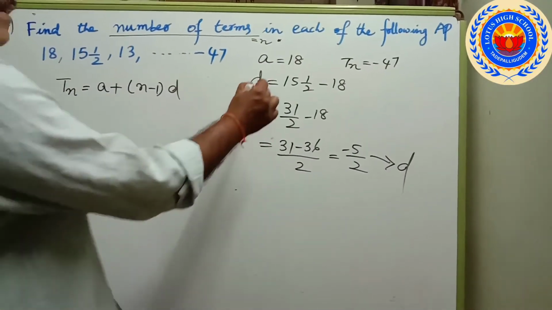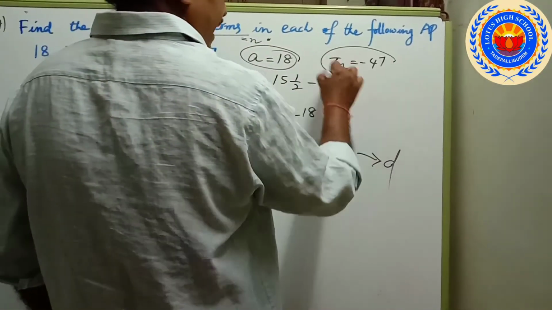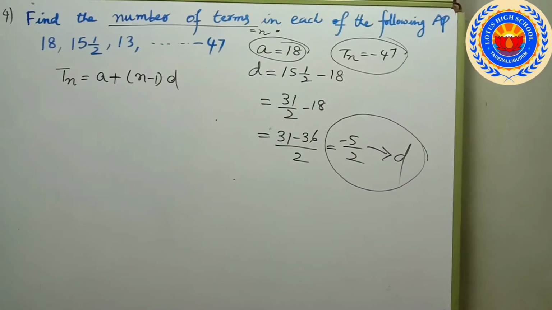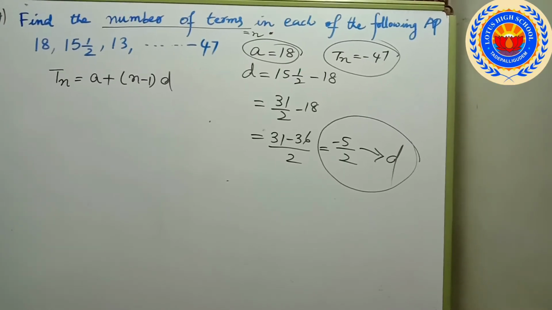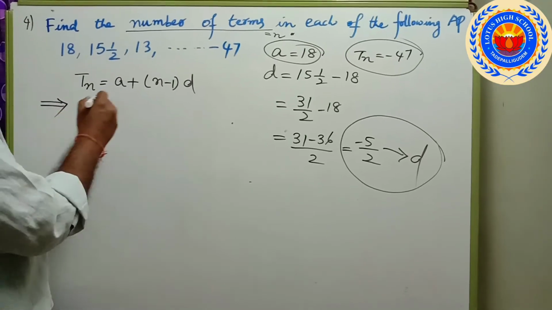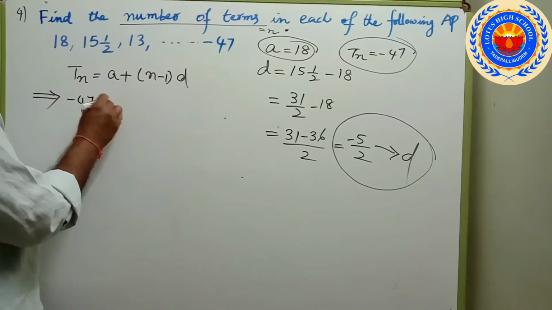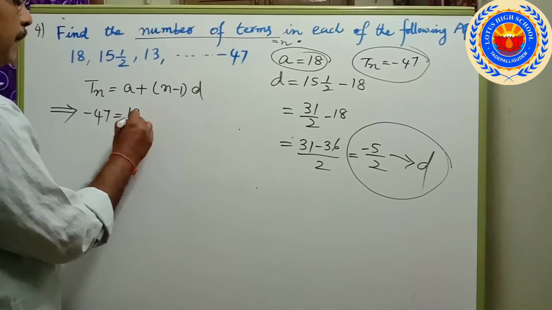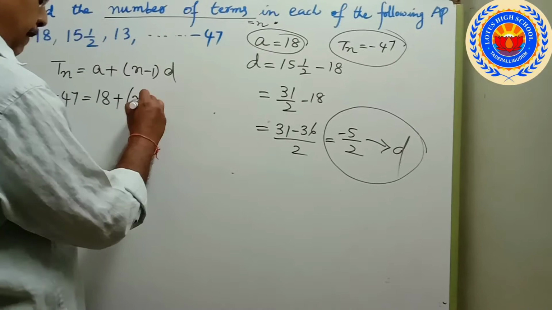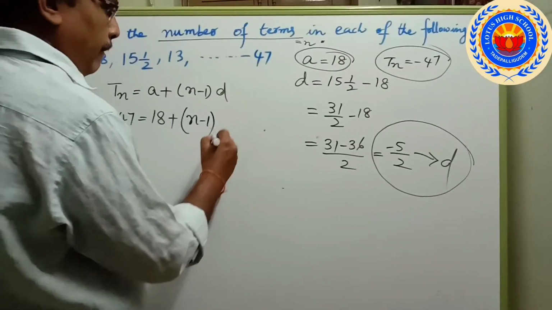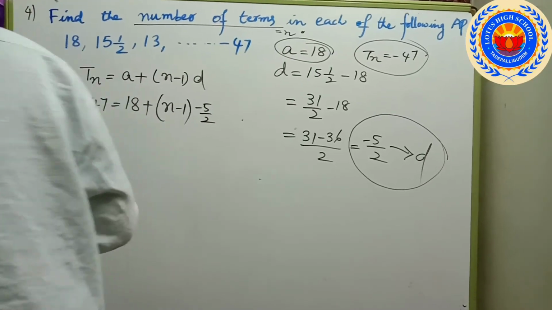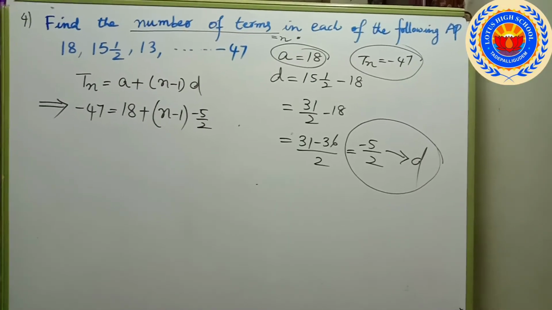We have the a value, the Tn value, and the d value. So now substitute. n is required. n is nothing but the number of terms. Substitute: Tn is nothing but minus 47, equals a, 18, plus n minus 1 into d, minus 5 by 2.